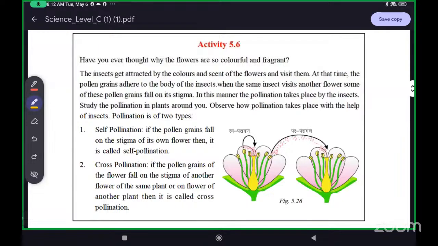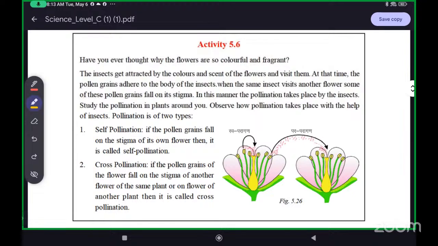Now, why are flowers so colorful and fragrant? Insects get attracted by the color and scent of flowers and come to visit them. At that time, the pollen grains stick to the body of the insects. When the same insect visits another flower, some of these pollen grains fall on its stigma. In this manner, pollination takes place by insects.